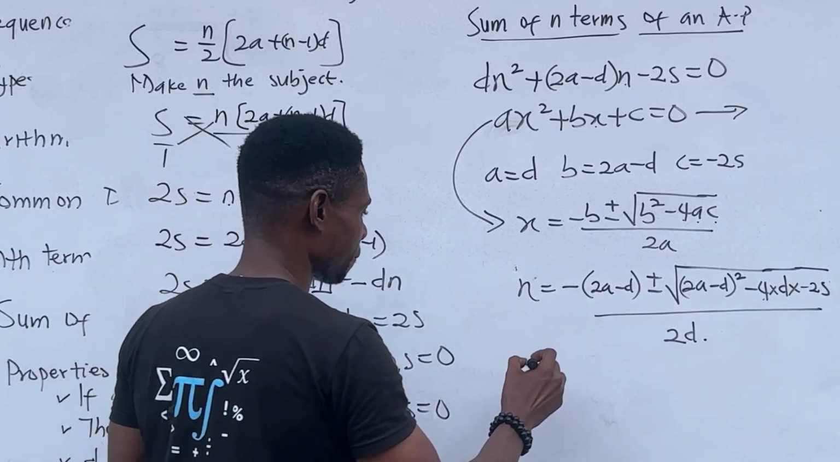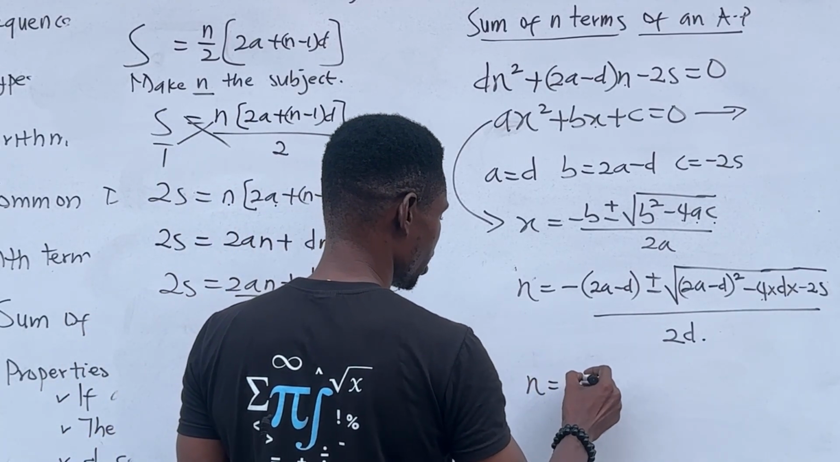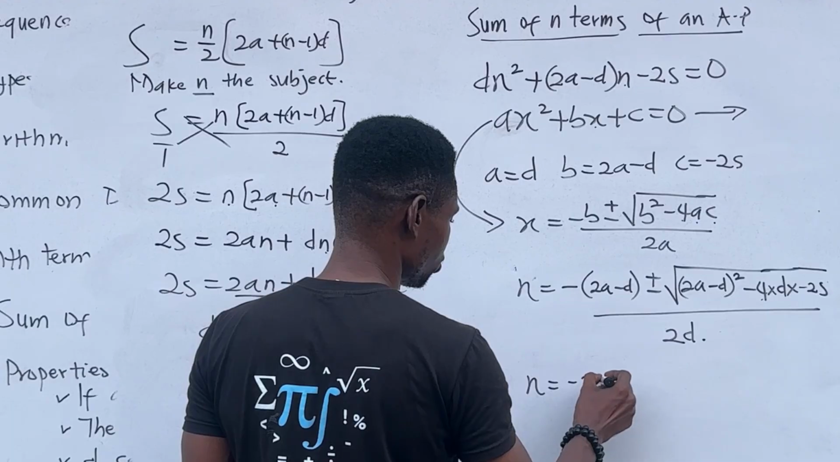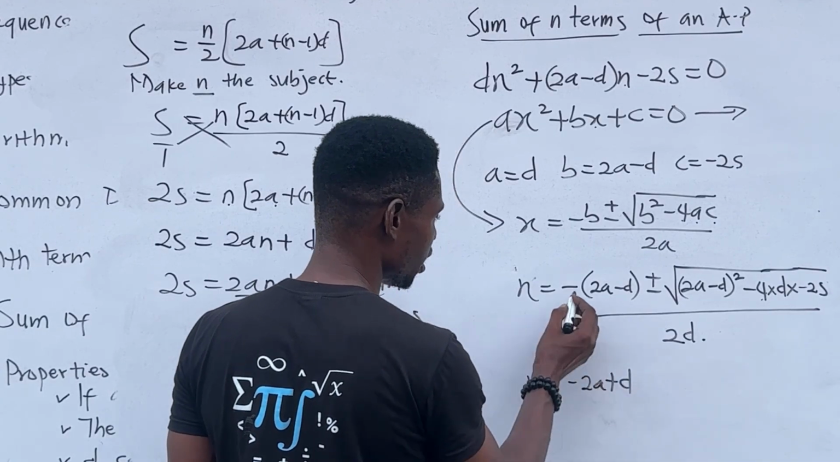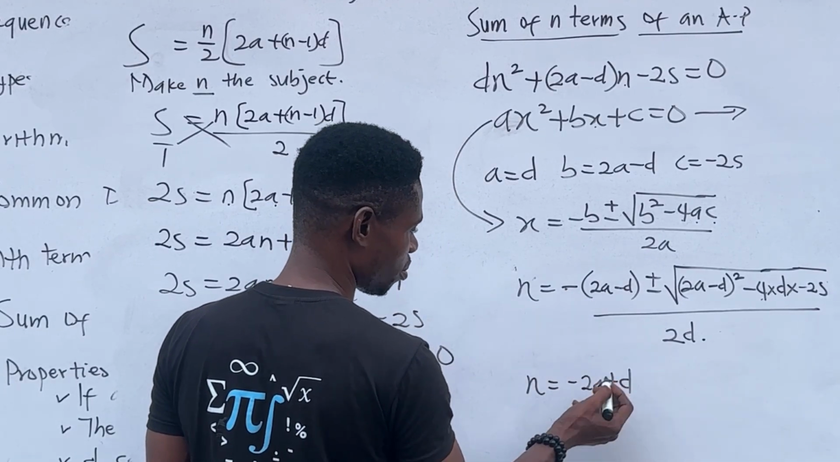Okay? So our n equals minus (2a minus d). That's minus 2a. Minus gives us plus d.